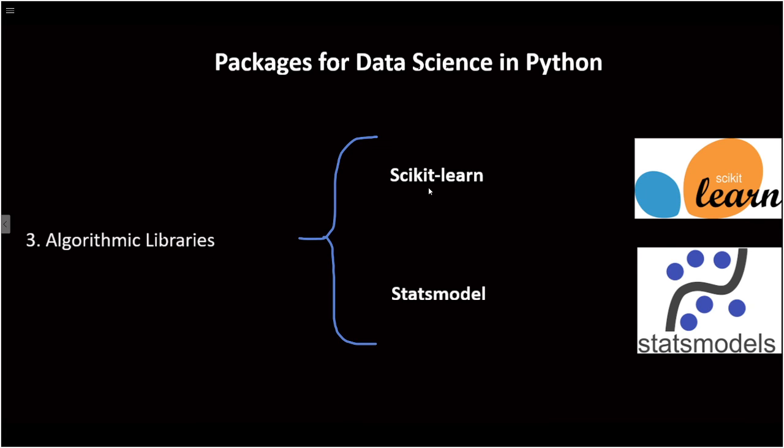The scikit-learn library includes statistical modeling methods such as regression, classification, and clustering, among others. This library is built on NumPy, SciPy, and Matplotlib. StatsModel is a Python module that allows users to analyze data, estimate statistical models, and run statistical tests.